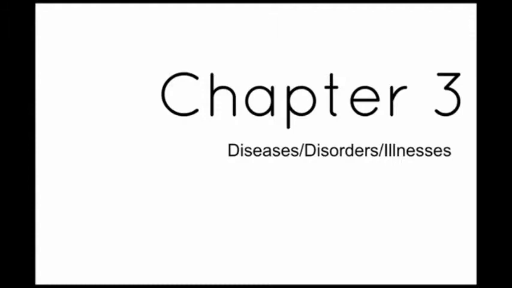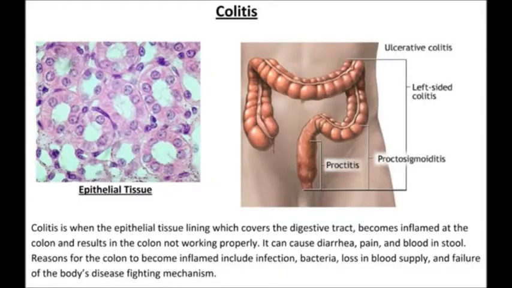There are many diseases, disorders, and illnesses associated with the digestive system. Here are the most common ones. First is colitis. Colitis is when the epithelium tissue lining which covers the digestive tract becomes inflamed at the colon and results in the colon not working properly. It can cause diarrhea, pain, and blood in stool.